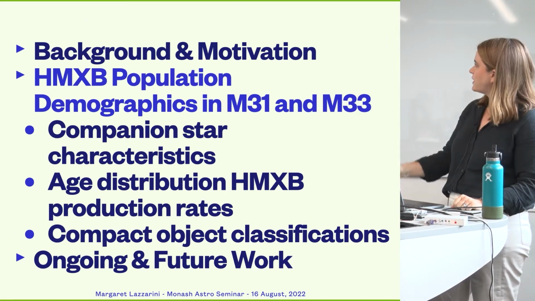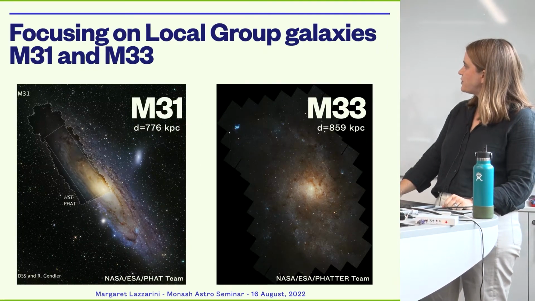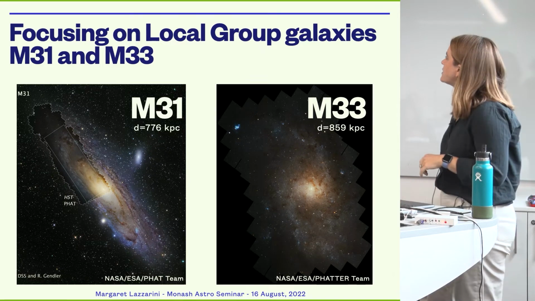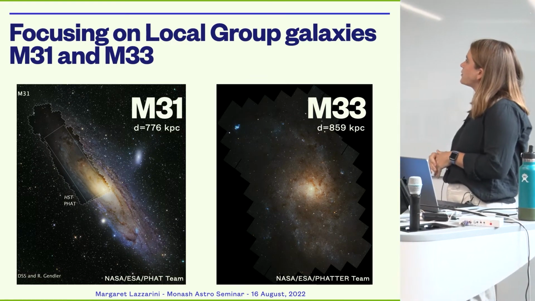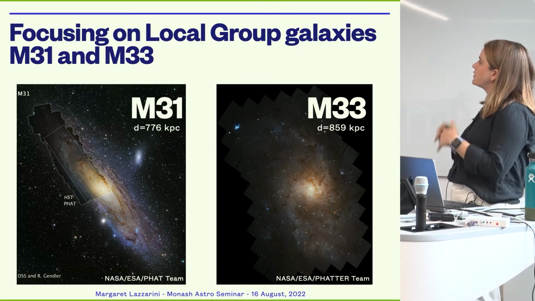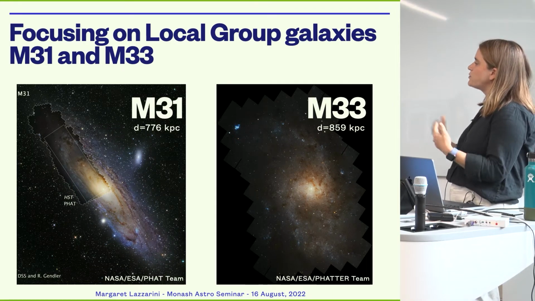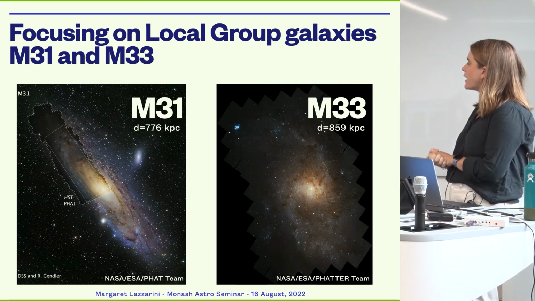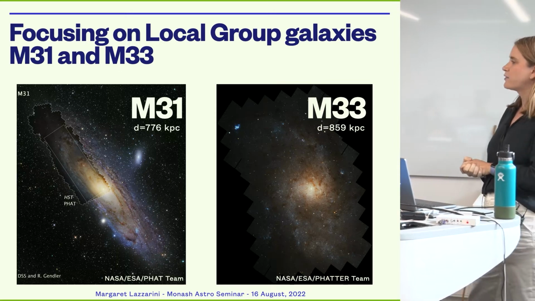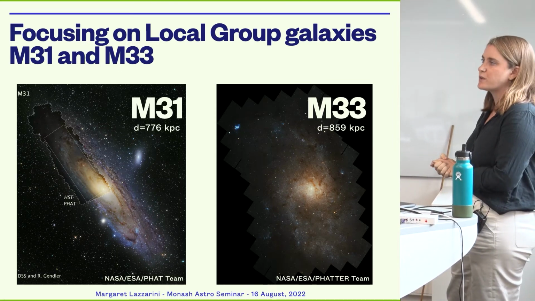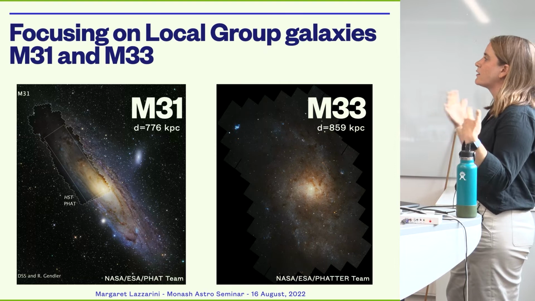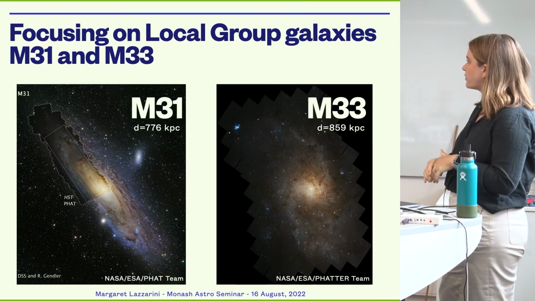Okay, so now I'm going to jump a little bit more into these HMXB populations in M31 and M33. These are the galaxies that I've focused on in my work. They're the two closest spiral galaxies to the Milky Way. They're both at a comparable distance, which is great, so we can use a very analogous observing strategy for both of them.